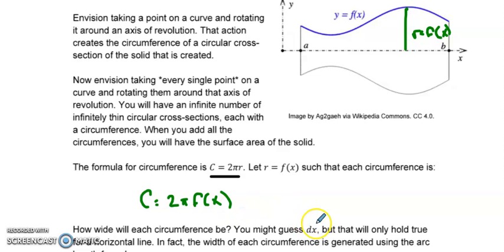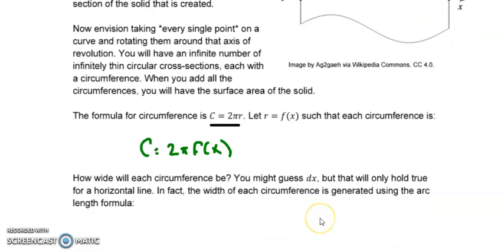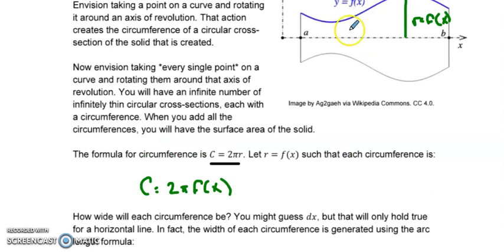Now, how wide will each circumference be? A really standard guess is dx, but the problem is that's only going to hold true for a horizontal line. A tiny little distance on the x-axis might be delta x, but a tiny little distance here isn't delta x because we've got a slope that's not zero. We've got a change in the curve. It's not a horizontal line, so you can't just call it a change in an x value.